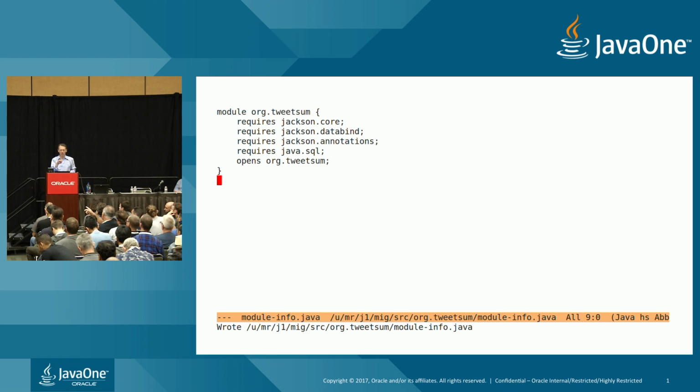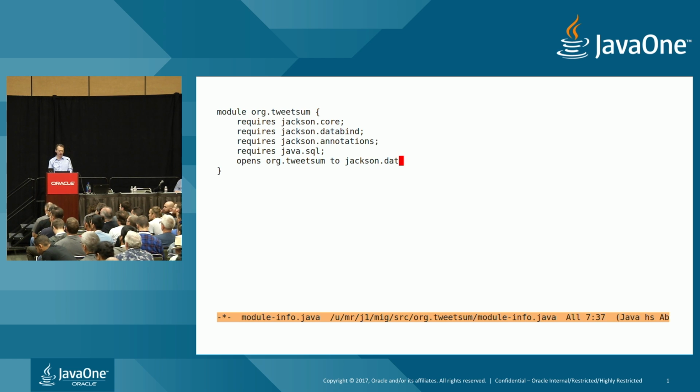Can you open that only for Jackson? Indeed, I can. If I want to be a little bit paranoid, I can say opens org.tweetsum to jackson.databind. This is called a qualified open. You can also do qualified exports if you want to export something just to one other module or set of modules, to have an even higher level of integrity in your system.